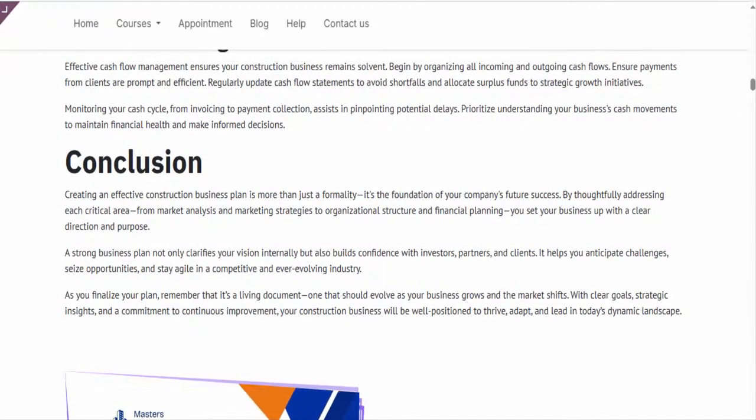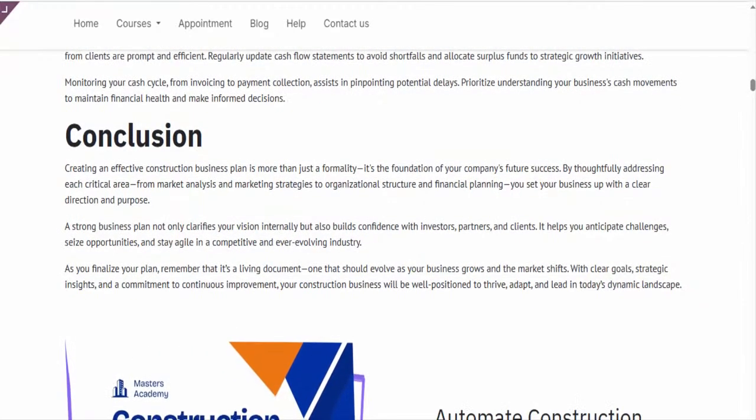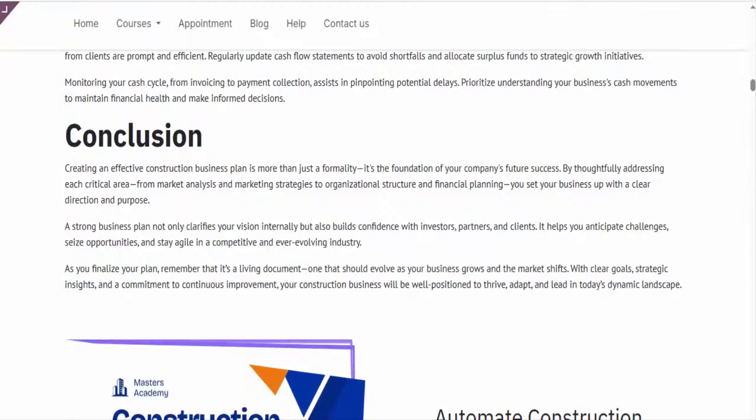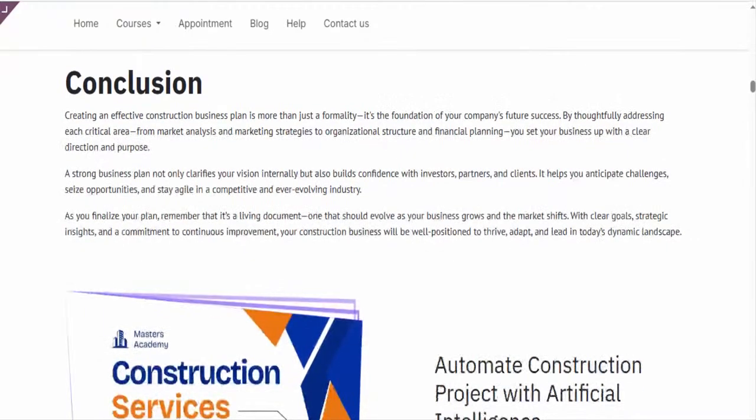Monitoring your cash cycle, from invoicing to payment collection, assists in pinpointing potential delays. Prioritize understanding your business's cash movements to maintain financial health and make informed decisions.